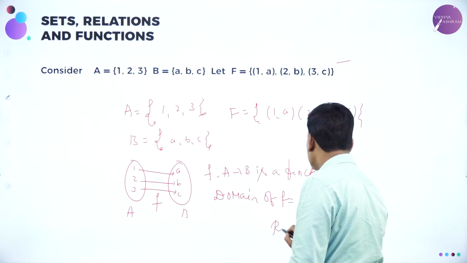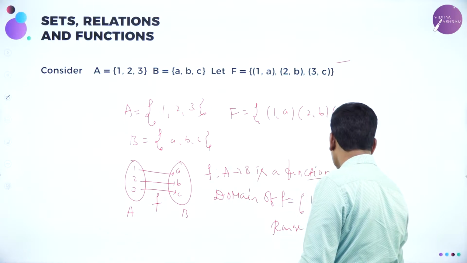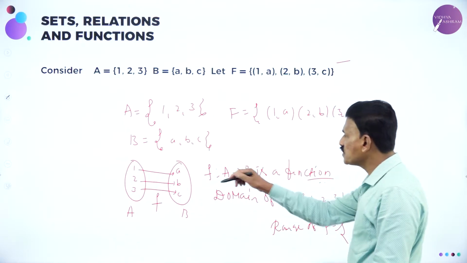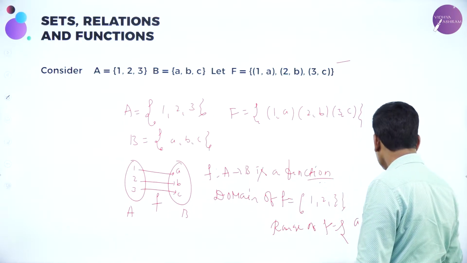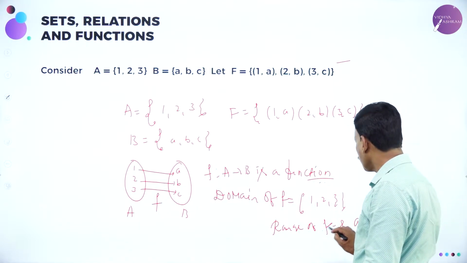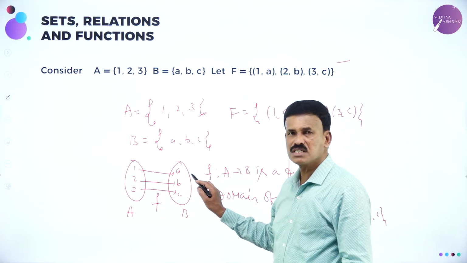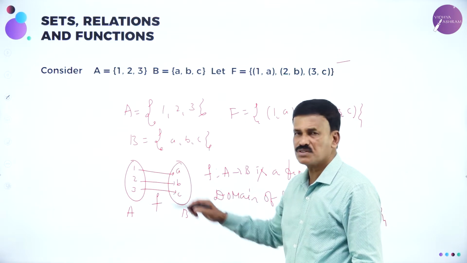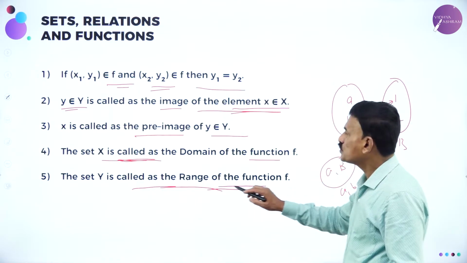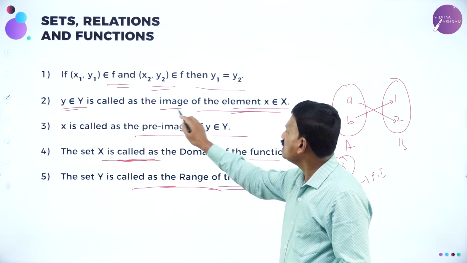Whereas the range of the function f is equal to {a, b, c}. That is the range. So therefore these are called the images. a, b, c are called the images for this. Right. That is what we have explained here. So that is, y is called the image of x.